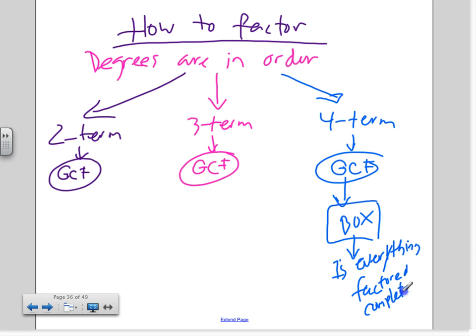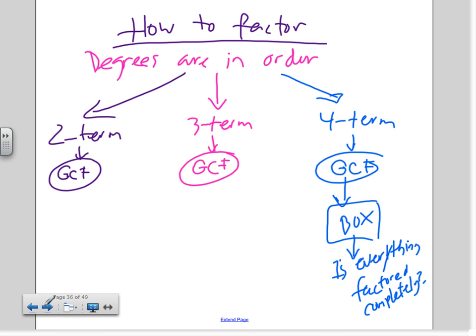Completely. That's the question you should ask for every single problem. Did I factor everything completely? I'll show you several cases where that will happen. You thought you factored, but it's not completely factored, therefore it's not a complete answer. So, at least with four terms, it's easy to look at.